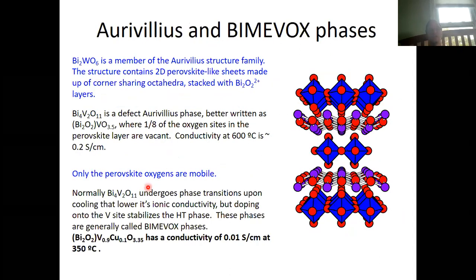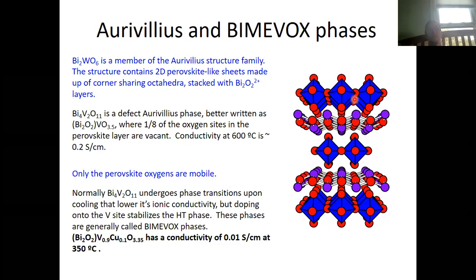All right, so here is one more example. So-called Aurivillius Bimevox phases. So bismuth 2 tungsten O6 is a member of the Aurivillius structure family, which has also elements of the perovskite structure. So in this case, you have, as you can see here, again, layers of corner sharing octahedra.